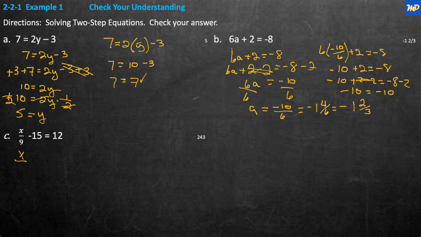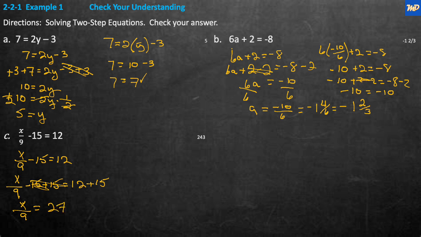x divided by 9 minus 15 equals 12. So we're going to have to move the 15, right? That's step 1. Get the variable on one side and the constants on the other. So I'm going to have x divided by 9 minus 15 plus 15 is equal to 12 plus 15. So now these cancel, and I have x divided by 9 is equal to 12 plus 15 is 27.